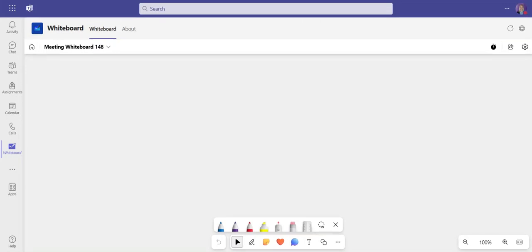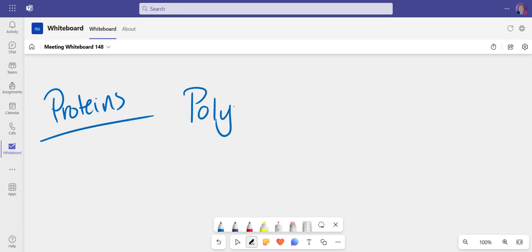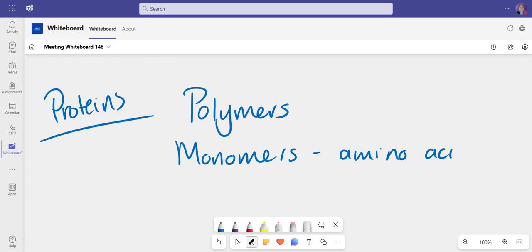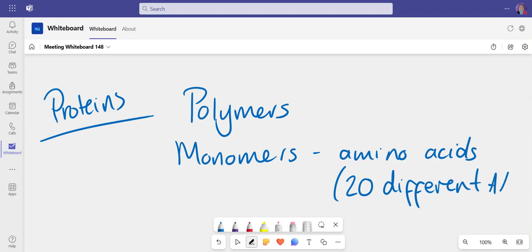So we're going to be looking at proteins now. Proteins are made of amino acids, so they're polymer molecules. And the monomers that they're made of are amino acids. Now there are 20 different amino acids, and they're different because they have something called a different R group. So proteins are polymers, made of monomers. The monomer is amino acids, and there's 20 different amino acids.